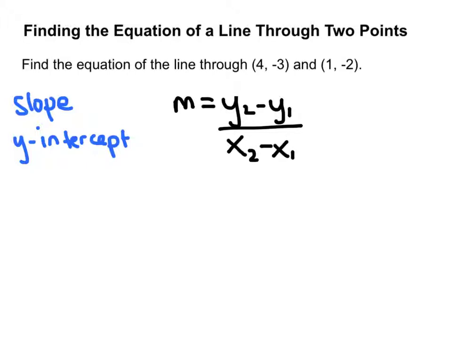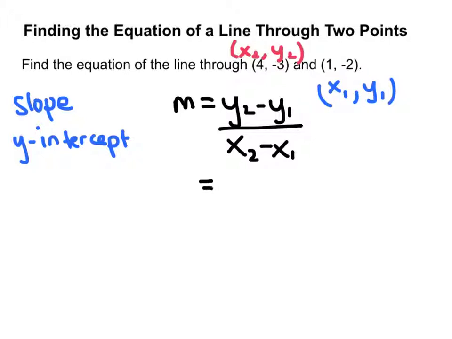I'm going to choose my pairs and label them so that I know one of them's the first point and one of them's the second point. This time I'm going to start off with (1, -2) as my first point. So I'm going to label that x1, y1. And (4, -3) as my second point. So I'll label that x2, y2.